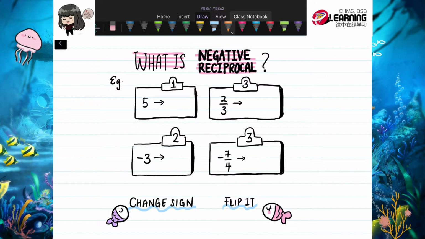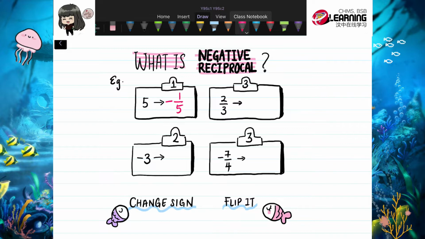Okay, so this 5 is positive. So if it's positive, then when we change the sign, it will become a negative. And this 5 is actually 5 over 1, right? So 5 over 1, when we flip it, is 1 over 5. So we can say that the negative reciprocal of 5 is -1 over 5. Or another way round, the negative reciprocal of -1 over 5 is 5. They are interchangeable.